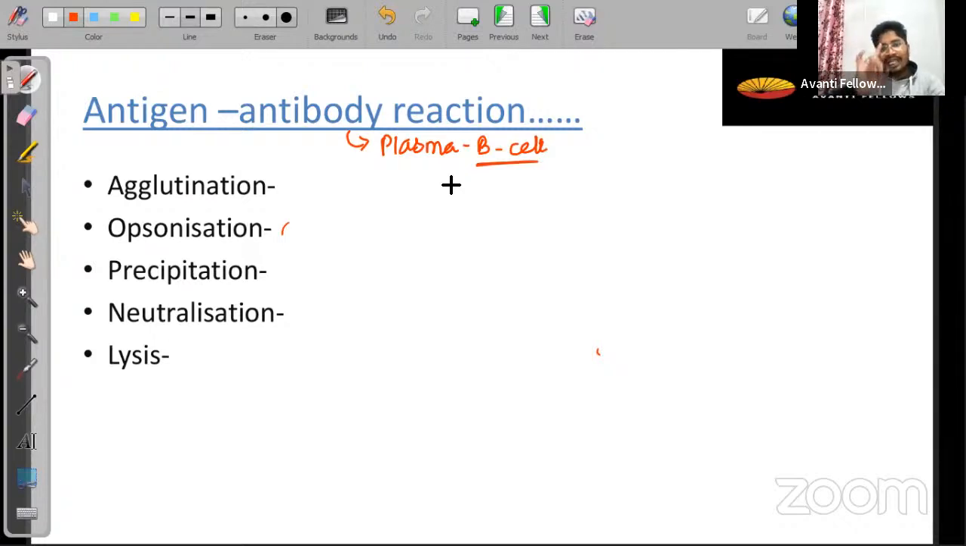Now, how will the antibody work against the antigen? That is the question. Antigen antibody reaction takes place in several steps. First is agglutination, second is opsonization, third is precipitation, fourth is neutralization, and fifth is lysis.